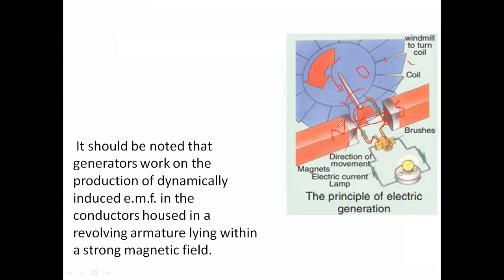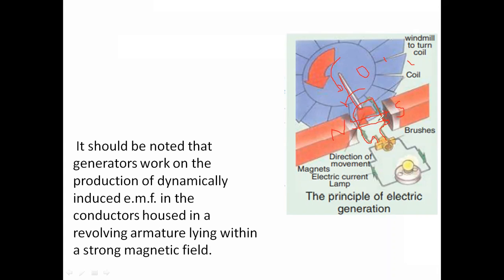Here the flux will be generated continuously, because these are fixed magnets, permanent magnets. These permanent magnets will produce the flux continuously. So we are rotating the coil in between this magnetic flux. Whenever the mill rotates, the coil also turns, and by turning, the coil cuts the magnetic field.